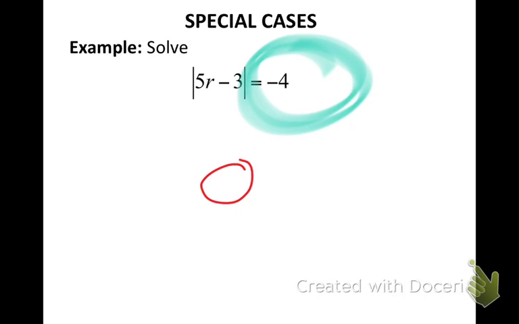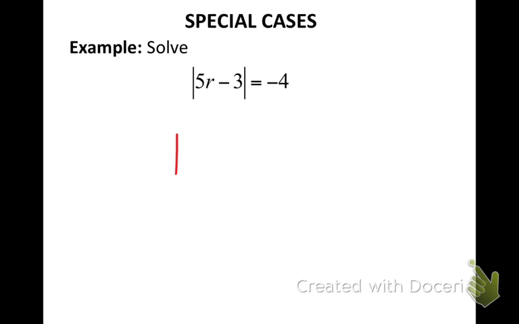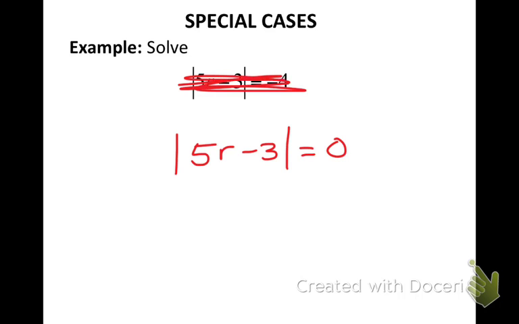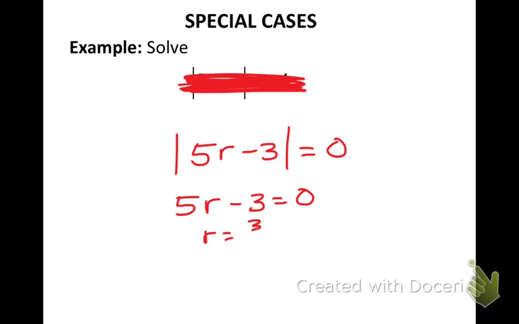Now, I'm just going to use the same problem. If it would have said the absolute value of 5r minus 3 is equal to 0, this is special case number 2, well, what number is 0 units away from 0? 0, right? So there is no positive or negative of 0. So you just have the one case of 5r minus 3 is equal to 0. Which is what, 3/5 when you solve that out? So you're only going to have one solution when it's 0.